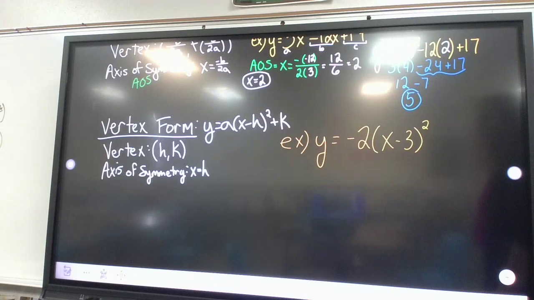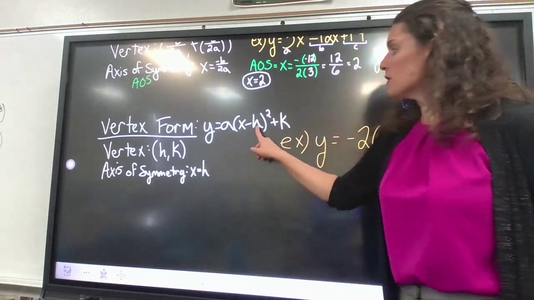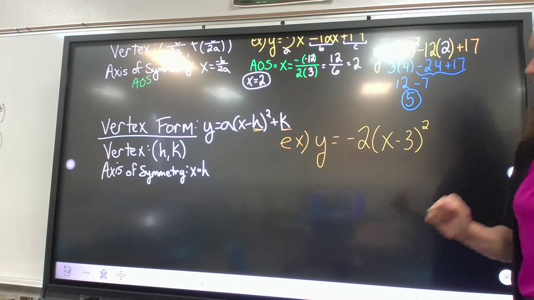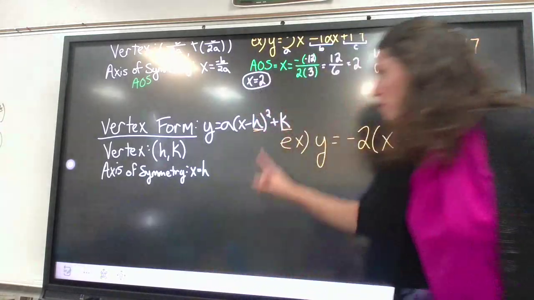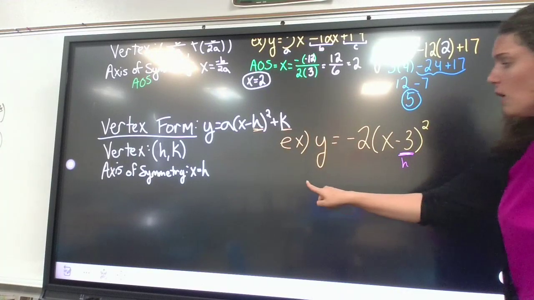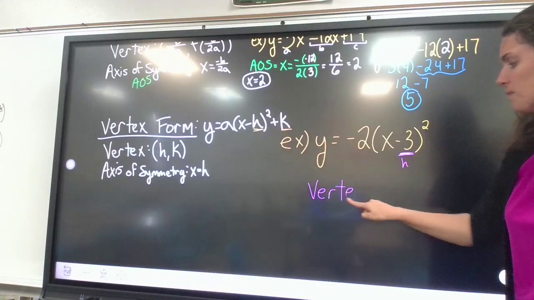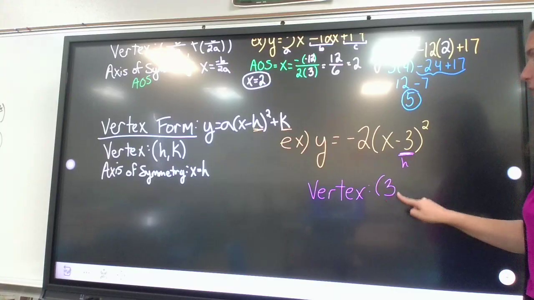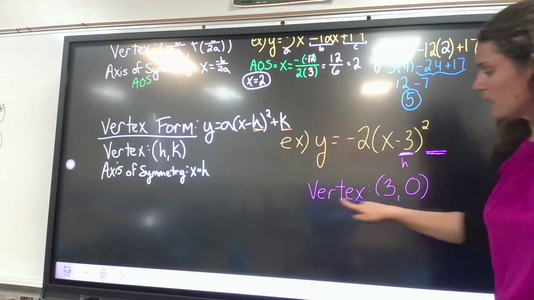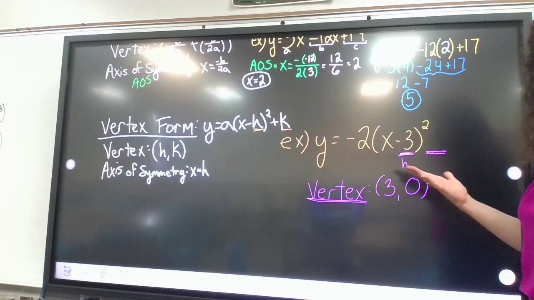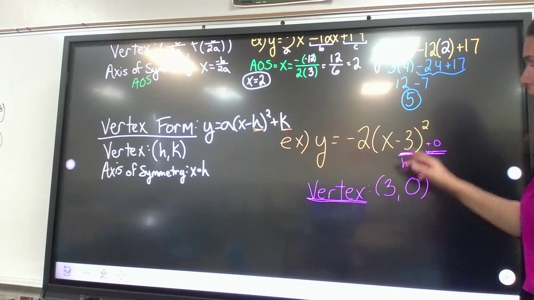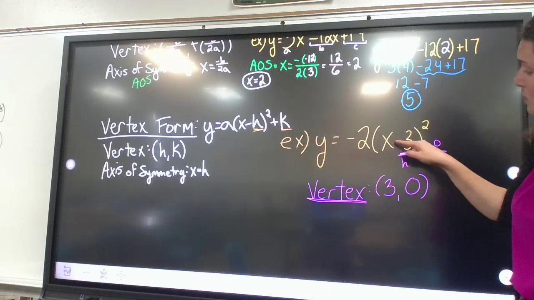In order to find the vertex, it's going to be the h and k value. There is a little caveat here. Whenever we're choosing our h, which in this case will be 3, our vertex is going to be 3, and then there's nothing on the outside, so 0. That will be our vertex for this equation. That's it, because there's nothing out here. It's like a little plus 0. It doesn't matter.